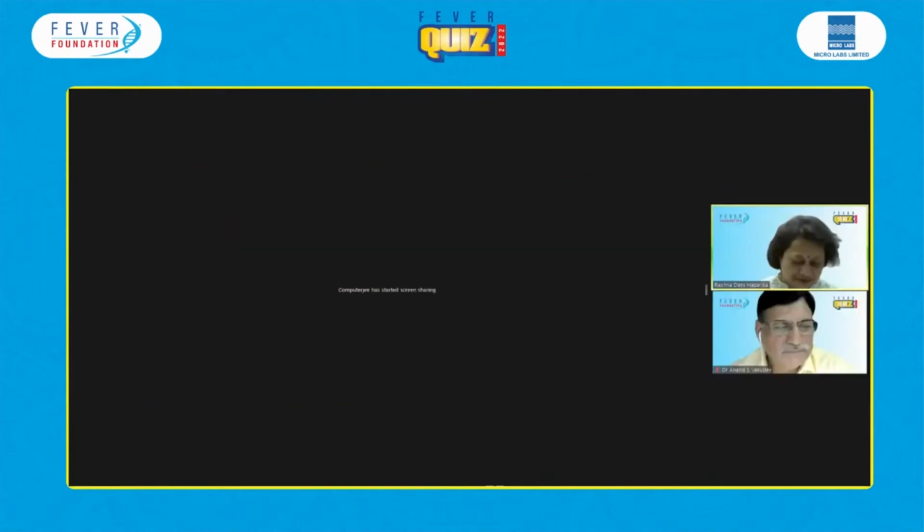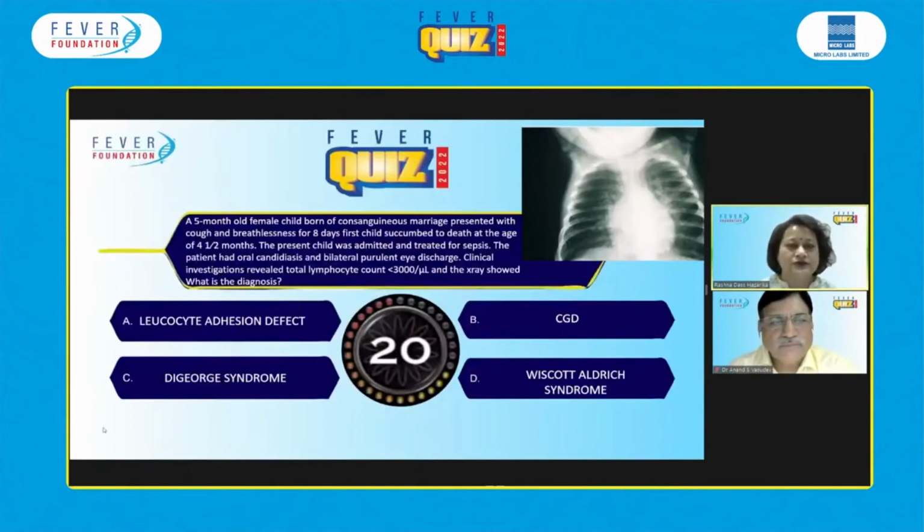Question number 14. So a 5-month-old female child born of consanguineous marriage presented with cough and breathlessness for 8 days. The first child of the family had succumbed to death at the age of 4.5 months. The present child was admitted and treated for sepsis. The patient had oral candidiasis and bilateral purulent eye discharge. Clinical investigations revealed a total lymphocyte count of less than 3,000. And the X-ray picture is shown below.